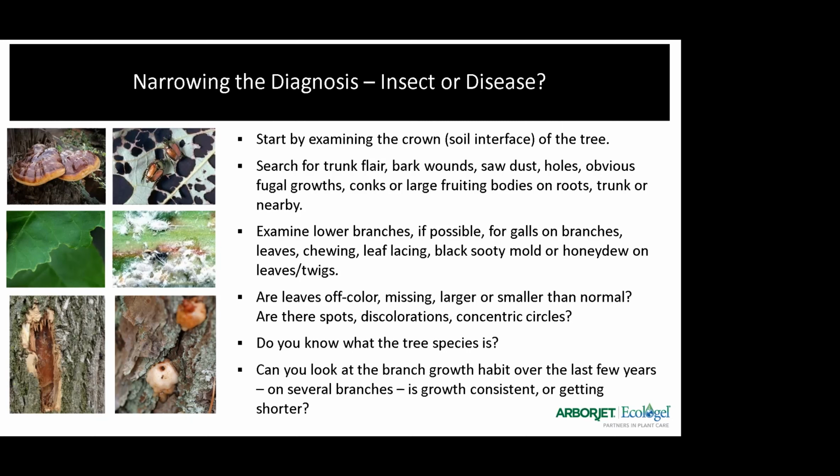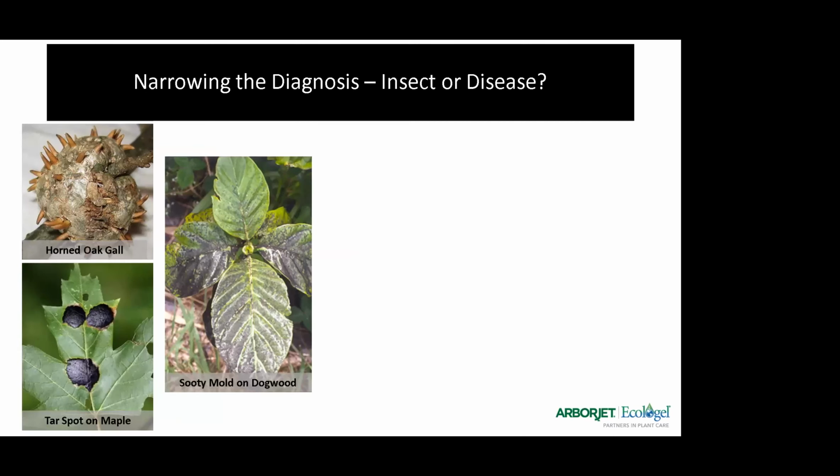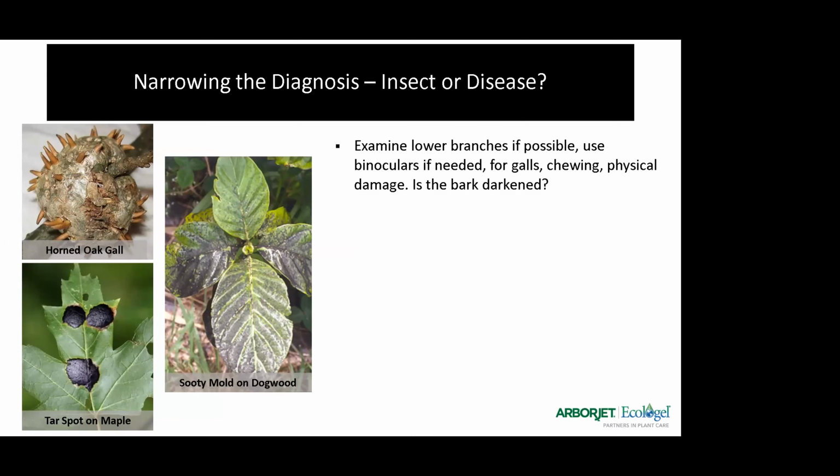We talked about that earlier. Can you look at the branch growth habit over the last few days, last few years? Like we talked about those internodal growths. Is it consistent or getting shorter, or is it looking fine? Examine the lower branches. Use binoculars if necessary. Is the bark darkened? Darkened bark can indicate sooty mold, which means it's growing on the honeydew from insects that suck and pierce the tree, such as you see on the dogwood in this picture.